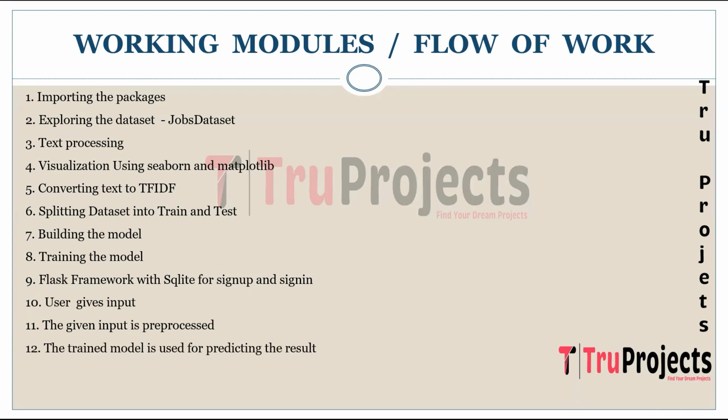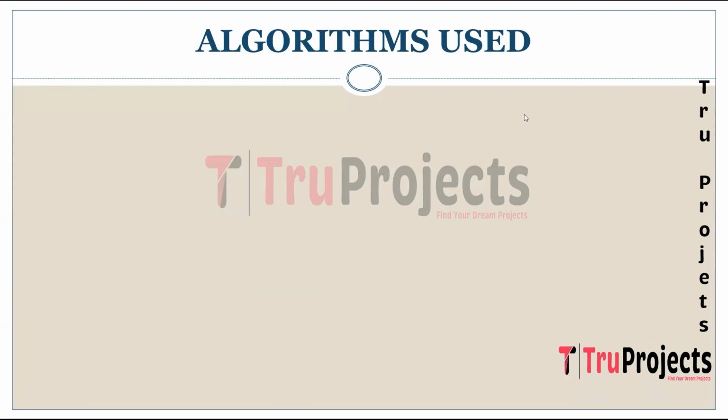The next step is the trained model is used for predicting the result. The trained machine learning model is employed to make predictions based on the user input. The next step is the final outcome is displayed through the front end. The results, or the predictions of the model, will be displayed through the user interface.